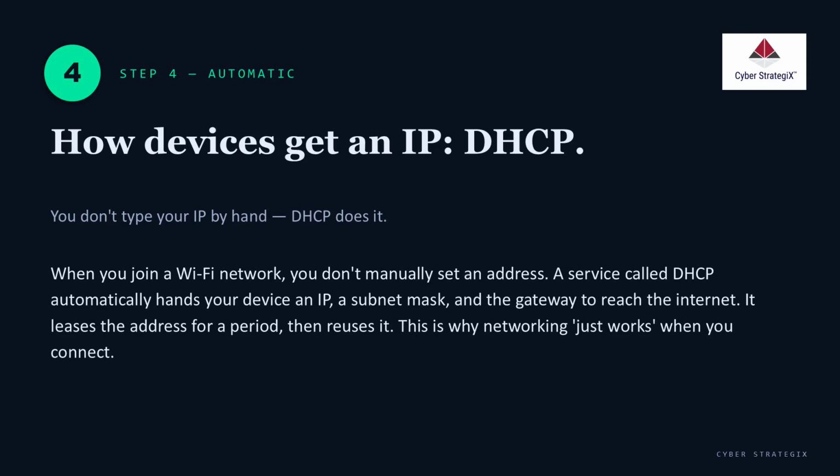So who assigns all these addresses? A service called DHCP, Dynamic Host Configuration Protocol. When you connect to Wi-Fi, DHCP automatically hands your device everything it needs: an IP address, the subnet mask, and the address of the gateway that leads to the internet. It leases the address to you for a while, then can reuse it later.